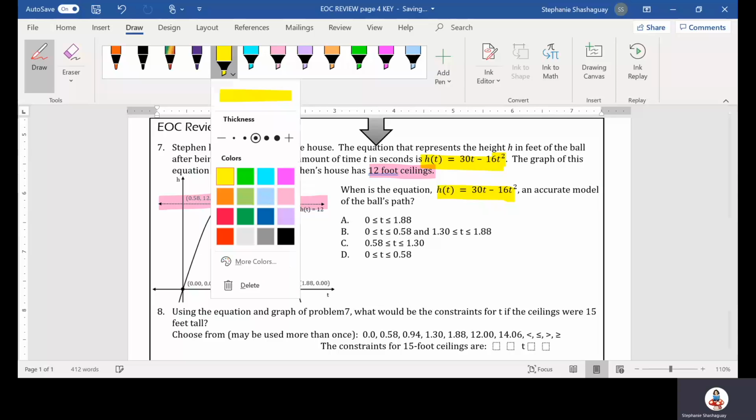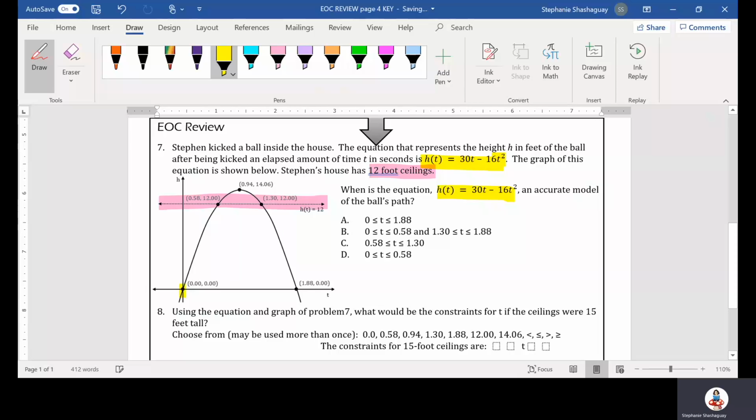Well, the accurate model of the ball's path is going to be from the ground to here. But what's going to happen when it hits that ceiling? Last time I checked, you can't go through the ceiling with a ball and it's going to come back down in that path. What happens when you hit that ceiling with the ball? It's going to drop right back down.